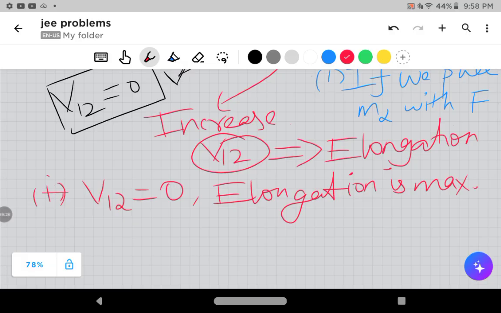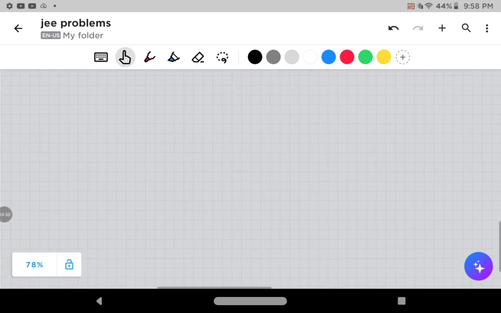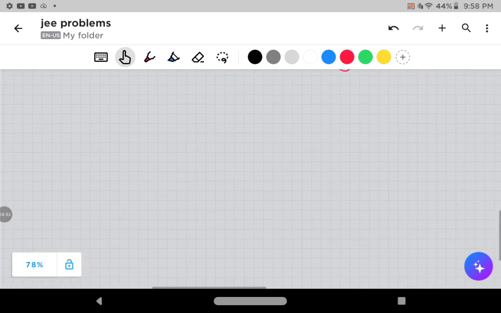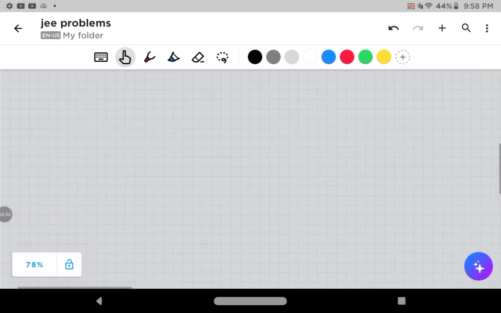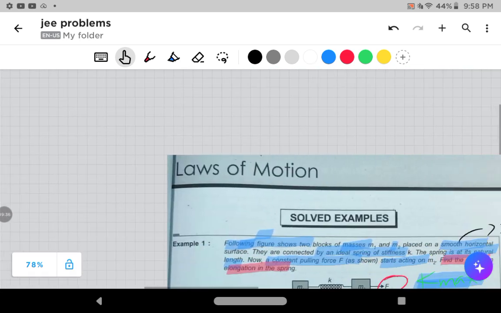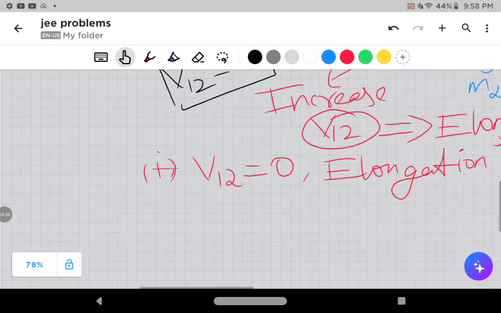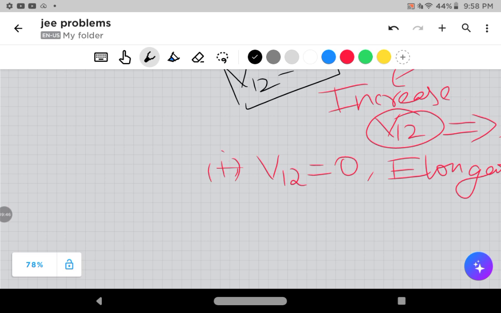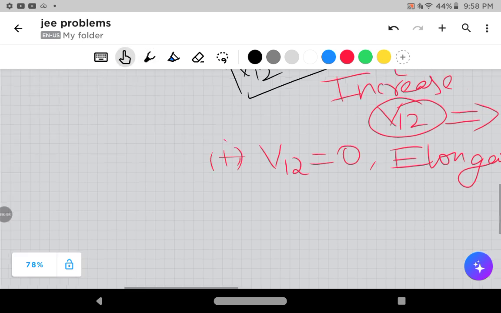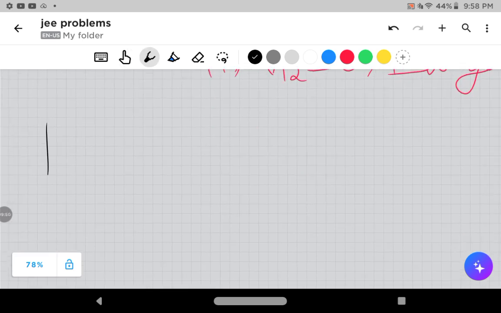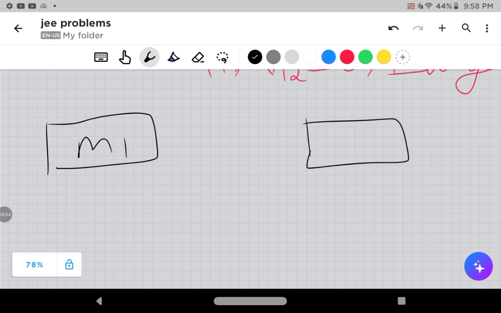So this is enough for me. Now let's dive into the question. Now it's easy to solve the question. Let's solve the question. To solve it, let's draw the FBD of both the blocks. Let's take block M1 and this is block M2.